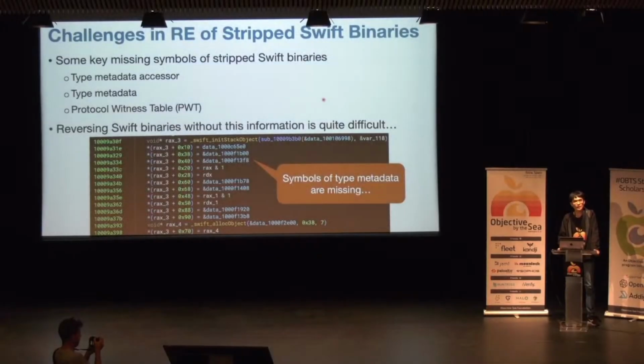That said, reversing XPR is still challenging because they are stripped Swift binaries. Swift binaries usually contain type-related symbols, things like type metadata accessor, protocol witness table, or PWTs.